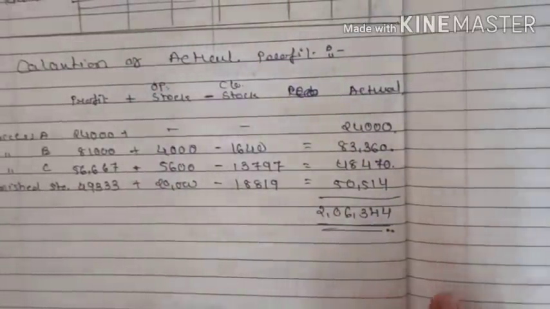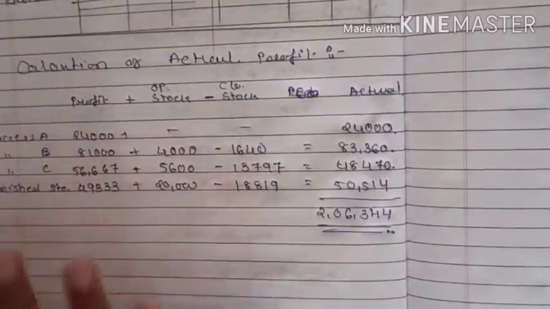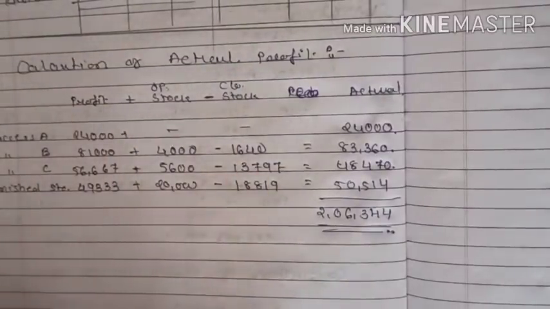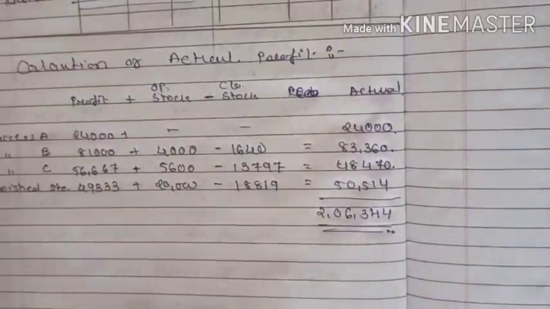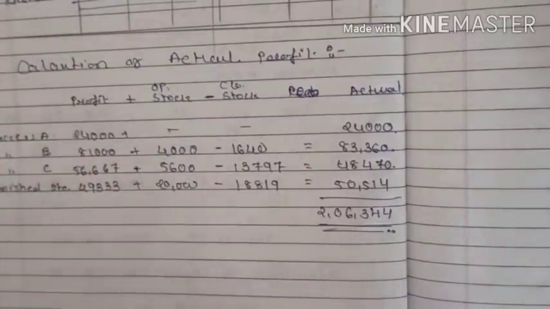Or if you have to calculate the unrealized profit, the calculations are the same. You have to find out the unrealized profit or whatever is asked, and make the calculation of the actual profit like this, right?